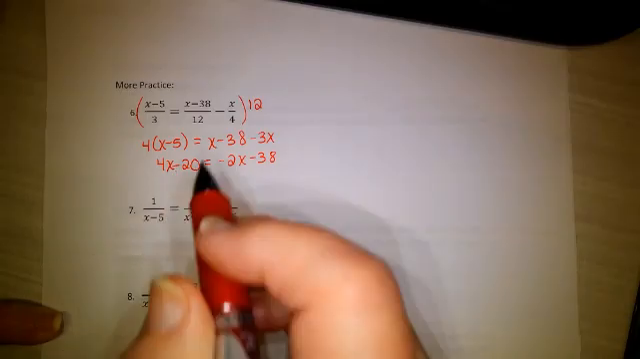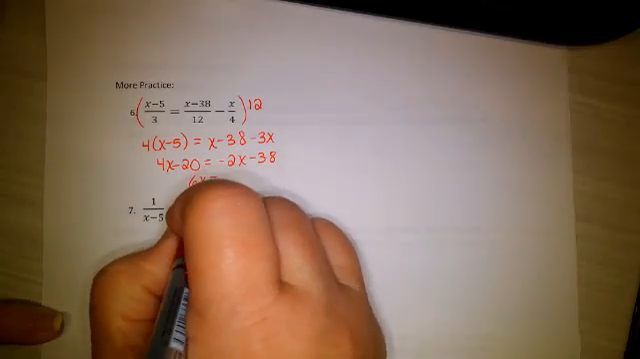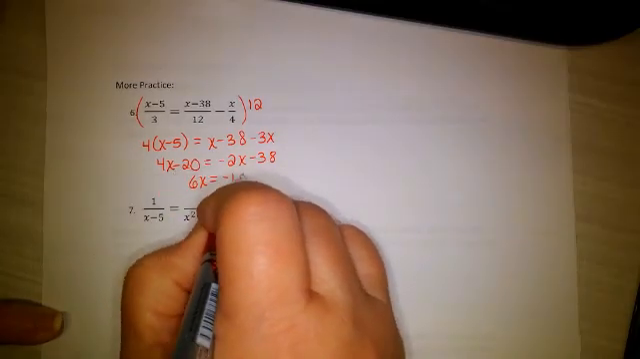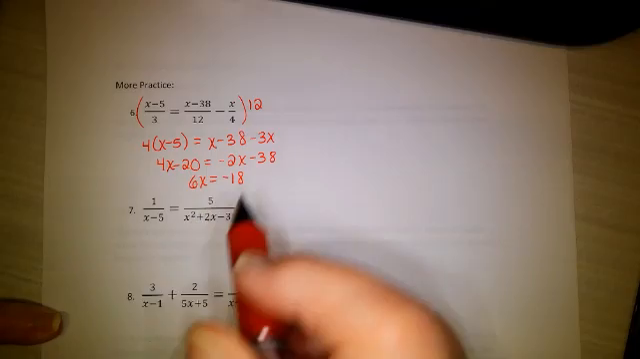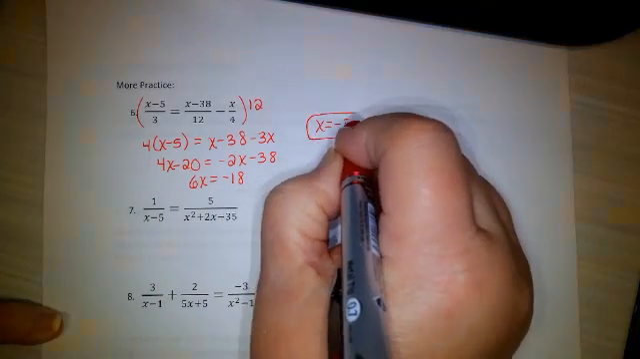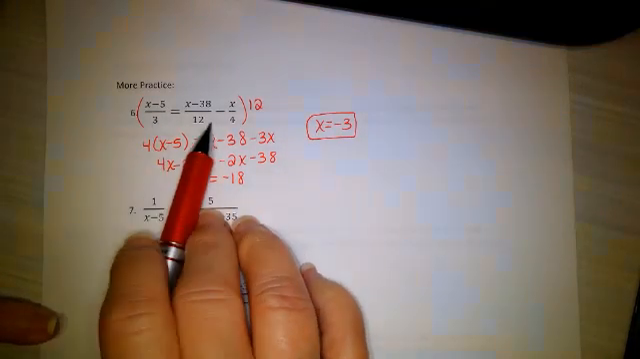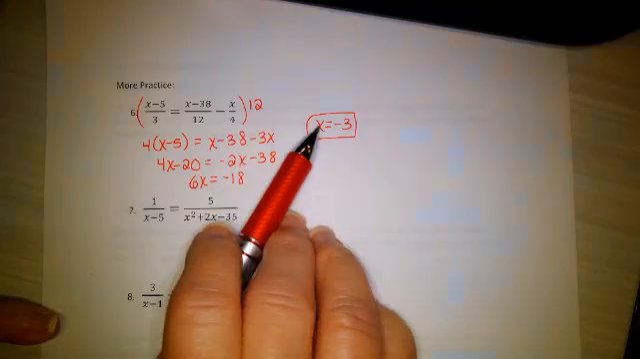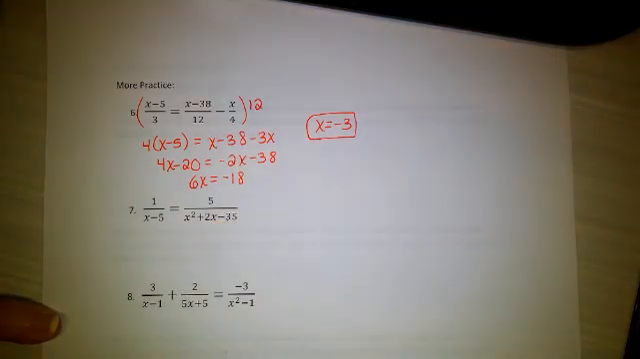Add 2x to both sides. Add 20 to both sides. And I think we get x equals negative 3. Now there are no restrictions on this one because none of my denominators had a variable. So x equals negative 3 is my answer.